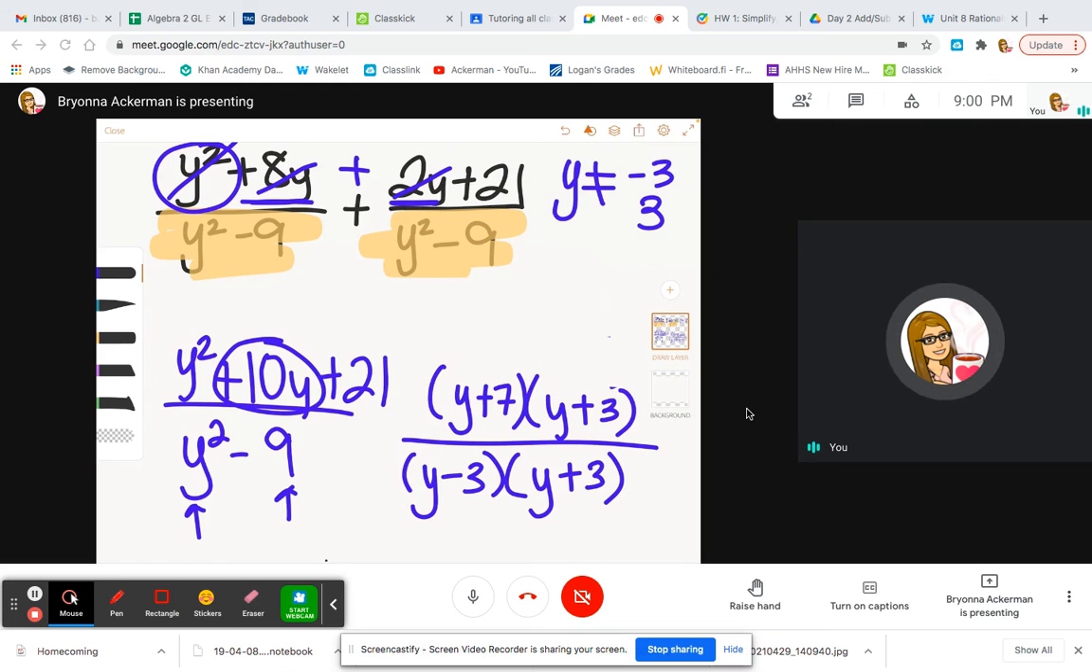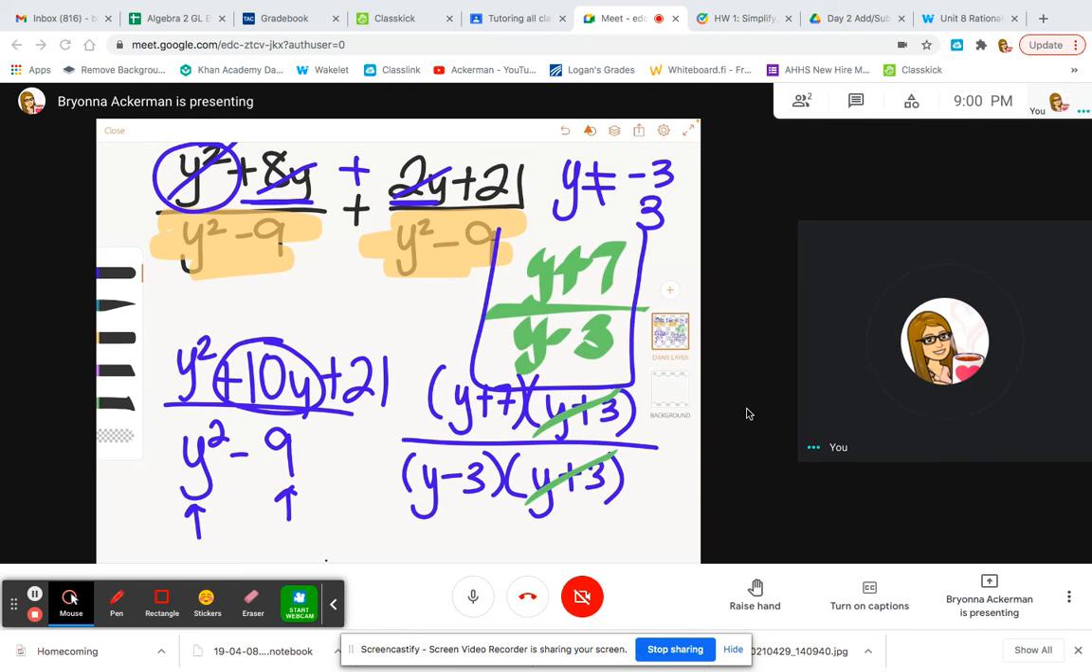Now we can cross out matches. So we have a y plus 3 here and a y plus 3 here. And so our final answer is y plus 7 over y minus 3. And that would be your final answer. We cannot simplify anymore. Again, that looks a little funky. So y plus 7 over y minus 3, with restrictions of -3 and 3.